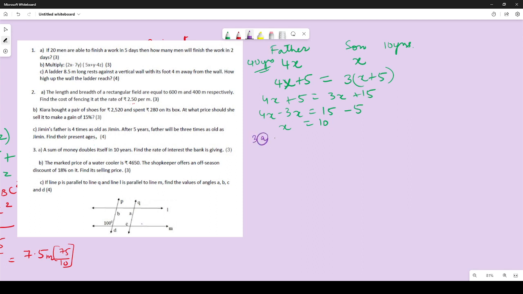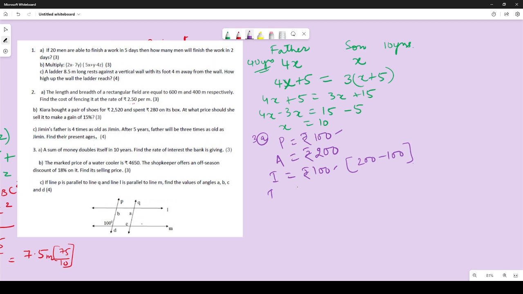All right. A sum of money doubles itself in 10 years. Many of you committed errors with this. What this means is, if principal is rupees 100, amount becomes rupees 200. So this means that the interest is equal to rupees 100. The interest and the principal are the same when the money doubles itself, because interest will be 200 minus 100 rupees, right? So interest is the same.